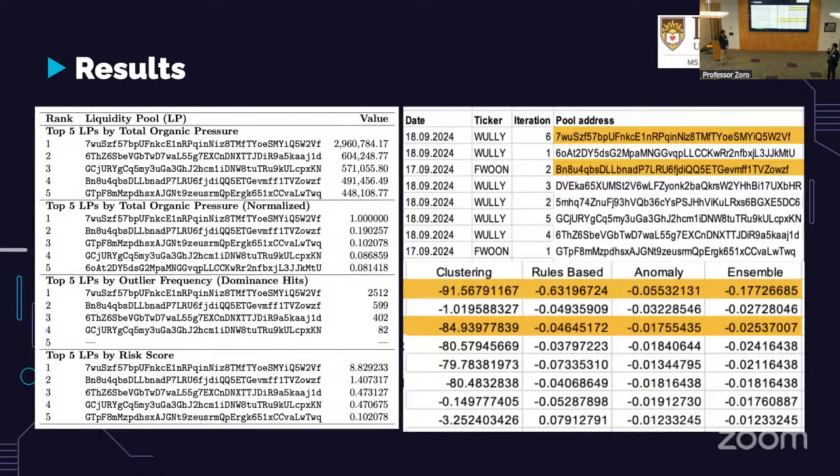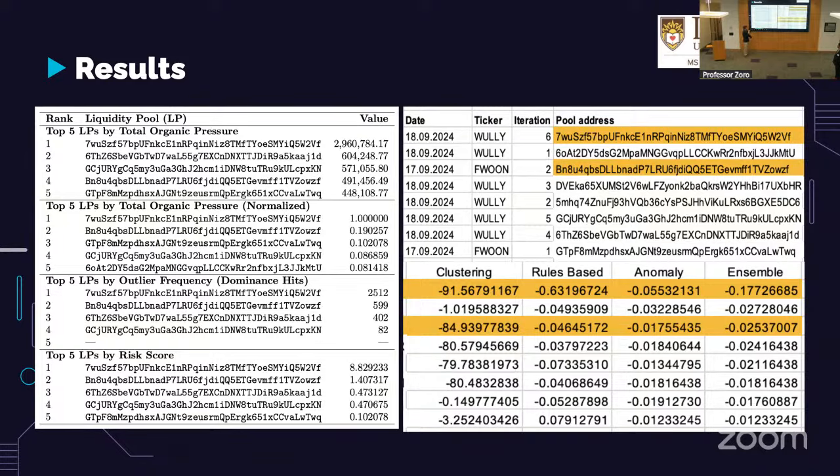And these are the results we got from 2 of our approaches. Caleb, you can go first. So I scored by total organic pressure, and I normalized the results based on how many transactions were in the pool. And I had the top 5 liquidity pools by outlier frequency. So how many times was my MAD-Z algorithm hitting certain liquidity pools as having a dominant amount of the total Solana change? And then I combined these into a total risk score.